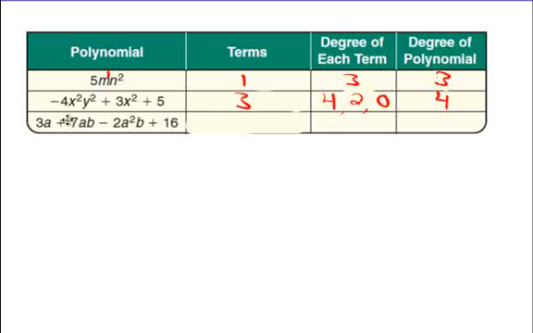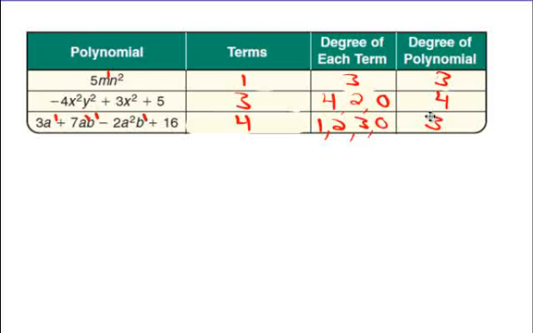The number of terms, 1, 2, 3, 4, 4 terms. So I need a degree of each term, so I need 4 answers. I have a to the first power, a to the first, b to the first, so 1 plus 1 is 2. A squared and 1 more, so 2 plus 1 is 3. And we have plain old 16, which is going to give me 0. So the degree of the polynomial, I'm looking for the largest, 1, 2, 3, 0, it's 3. Okay, so that's how we find the degree of a polynomial.